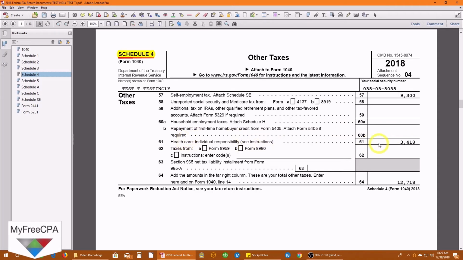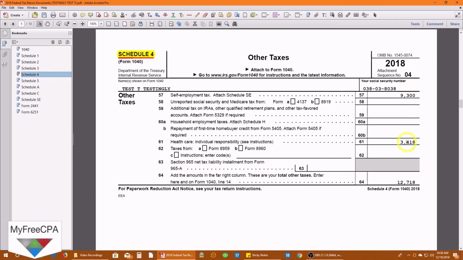Healthcare, individual responsibility. Like I said, this person didn't have health insurance in 2018. So in 2018, you still have to pay that. This is your individual responsibility tax penalty. They call it a tax. I call it a penalty. It's a joke. You pay a penalty for not having insurance. That's kind of insane to me, for not buying private insurance. I don't know how that ever passed, but it did. So 3,418 is the penalty.